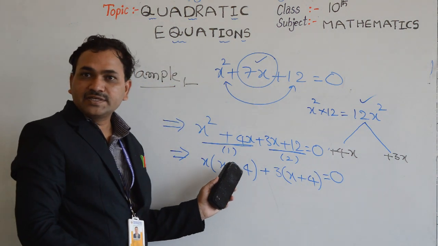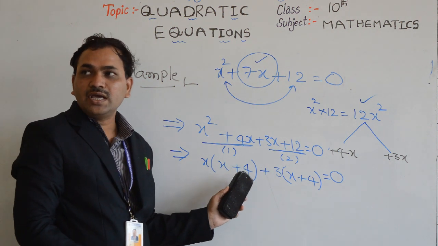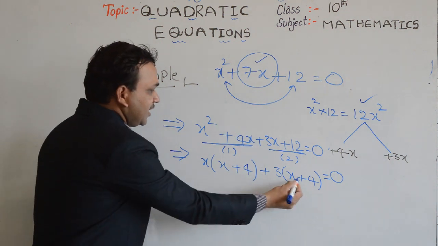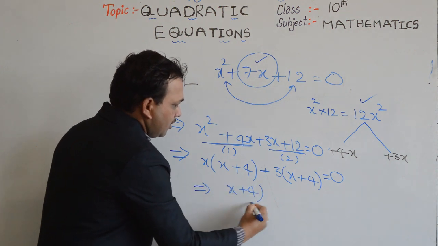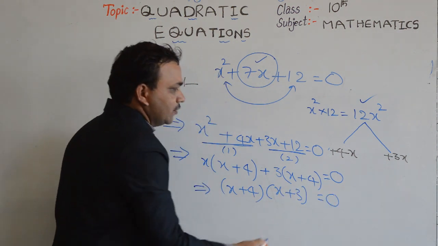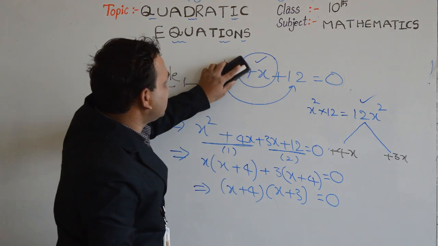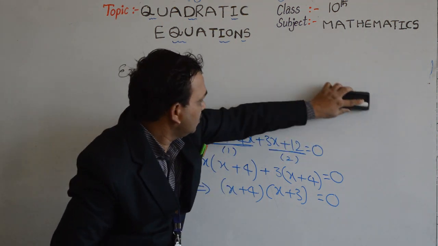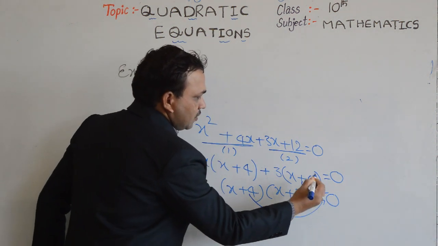Now the common factor's value is never changing, only the part without the common factor is changing. What is the common factor here? That implies x plus 4 into x plus 3 is equal to 0. So first factor equal to 0, second factor equal to 0.